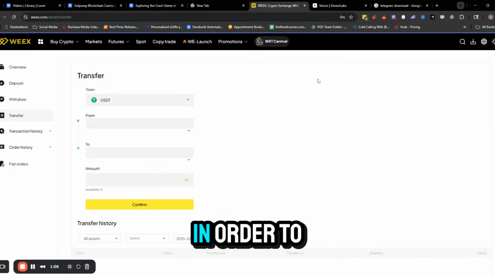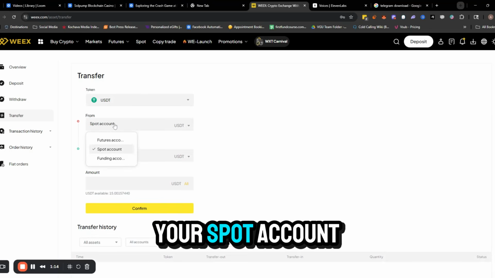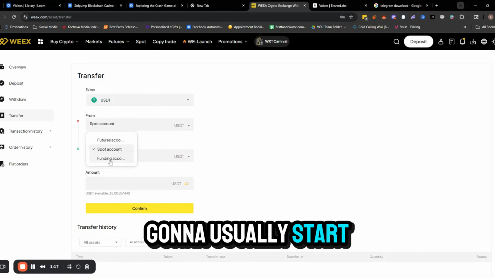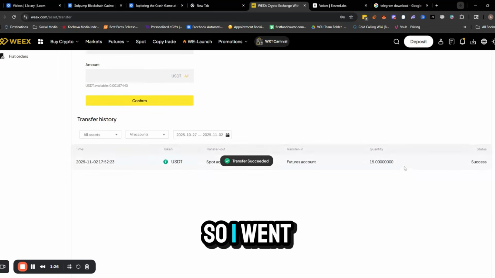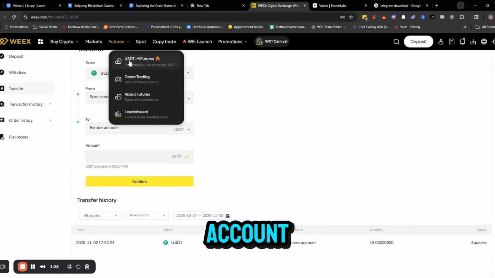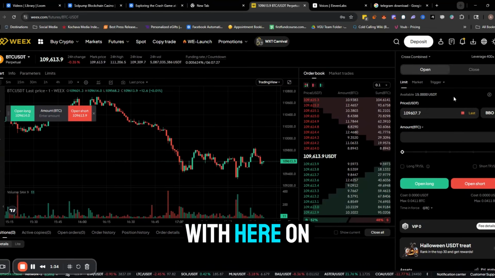Right now, in order to fund your futures account, you need to transfer it from your spot account, which is where you're usually going to start, from your funding account. And then I'm just going to go ahead and transfer it. I've loaded up $15 here just so we can demonstrate. So I transferred it, and now it's in the futures account. As you can see, we have $15 available to trade with here on the futures.